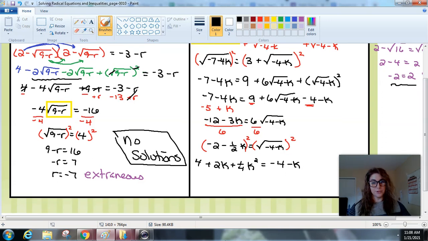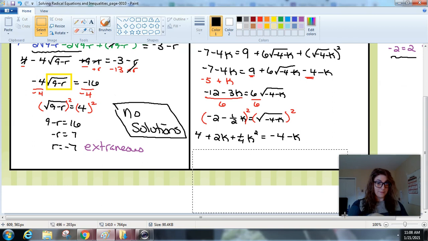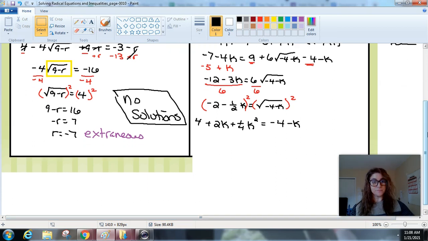We're then going to bring everything over to one side. Anytime you have squares, we have to solve it by either the square root method or quadratic formula or factoring. So we need to get one side to be 0. As I'm bringing stuff over, I'm going to put it in standard form. So that means the 1/4 k squared has to come first. Then when I add the k, that's 3k. Add the 4, that's 8, equals 0.